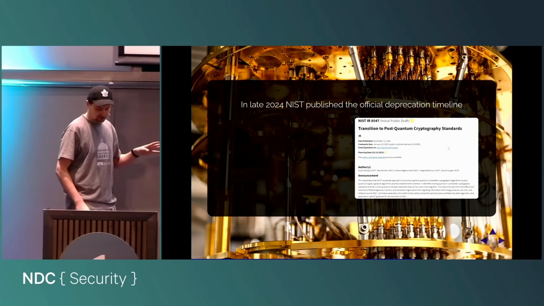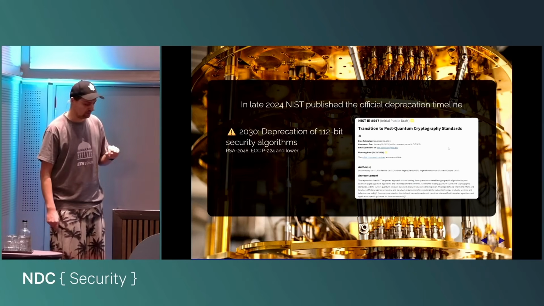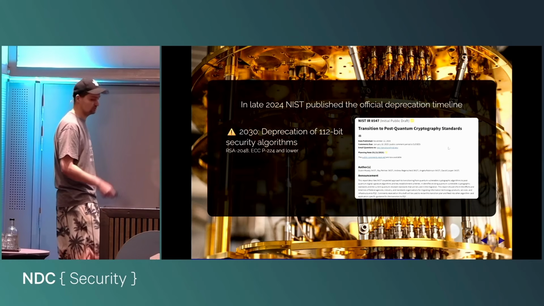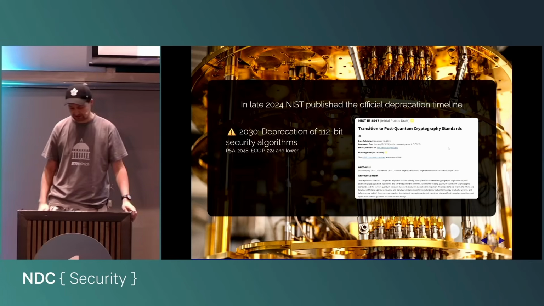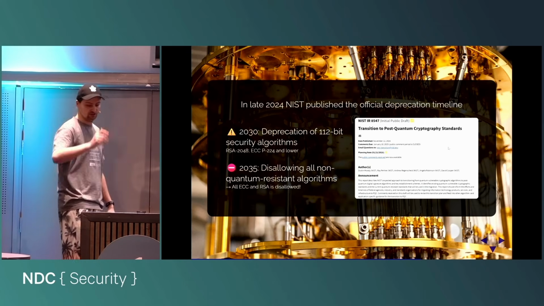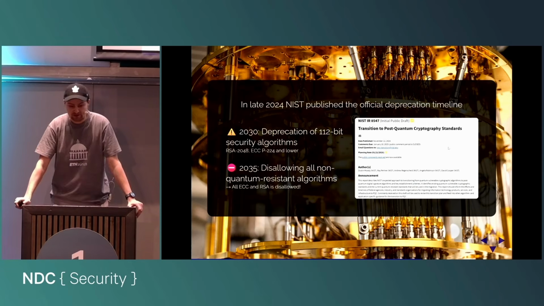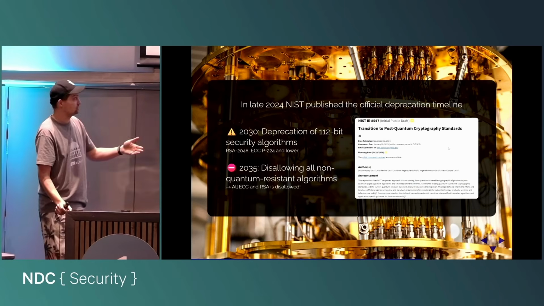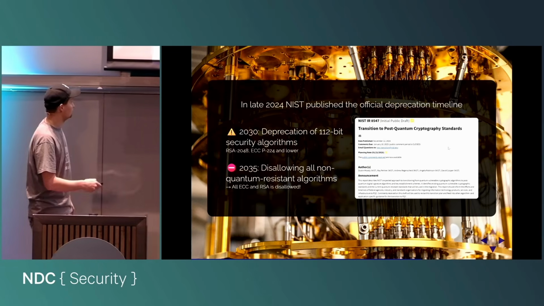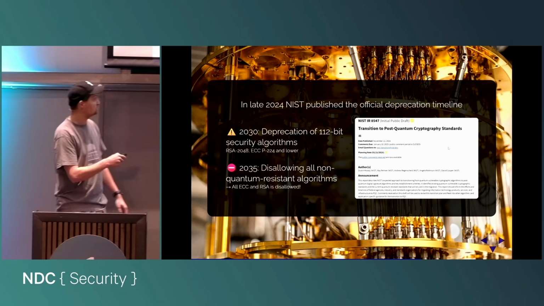Another thing that NIST did at the end of 2024 is publish the official deprecation timeline. They basically said that by the end of this decade, you should stop using RSA 2048 and any algorithm that is of strength 112 bits. And then 2035 was chosen as the deadline for transitioning completely away from RSA and elliptic curve cryptography. Now, this will have to change because of the recent advancements in quantum hardware, so we would expect that this timeline will be accelerated. But for now, this is the official stuff, right?